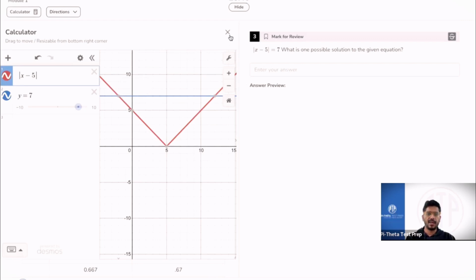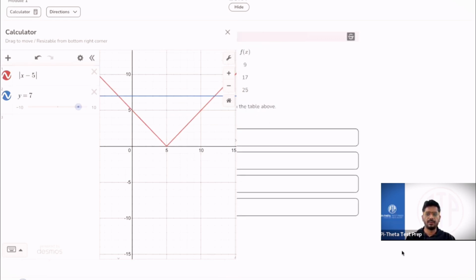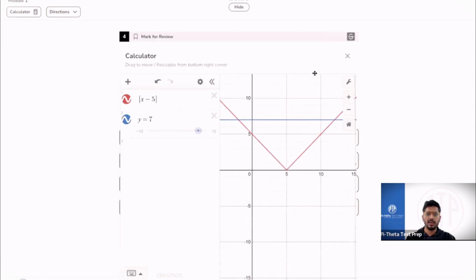Yes, so what is the answer here? Either you can put -2 or you can put 12. I'm putting -2 here and I'm going ahead. Right, so this is something very important. Again, one of the tricks.